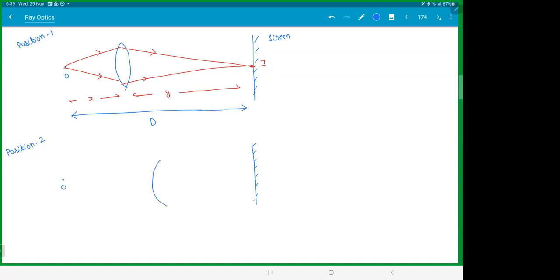you move the lens by a small distance d. This was the old position. You move this lens by small d. We observe again the image forms on the screen.